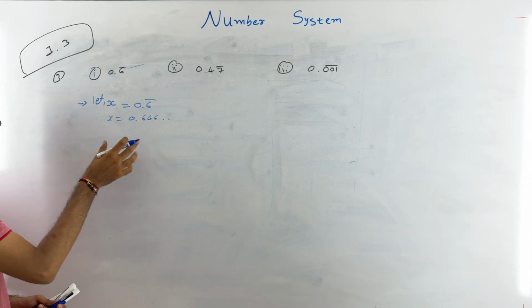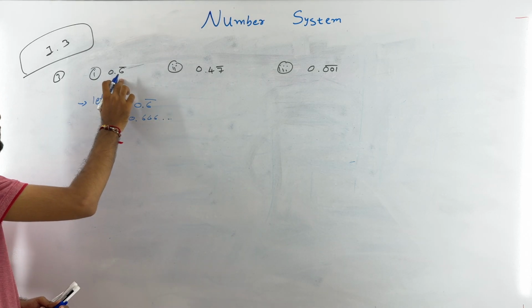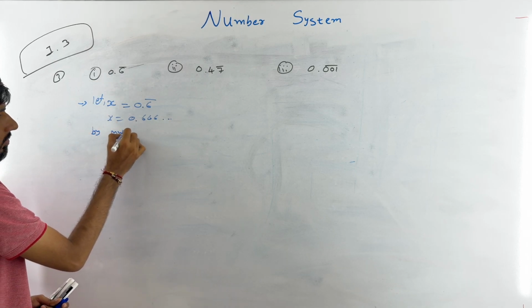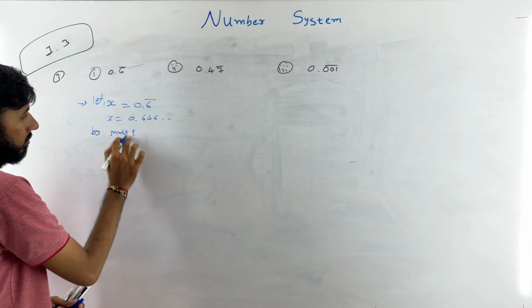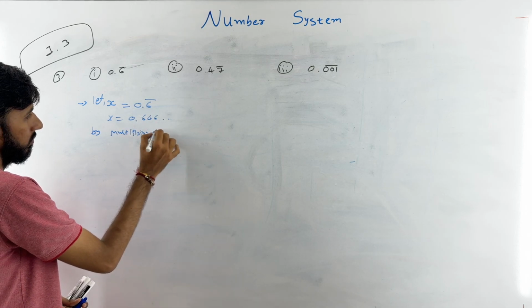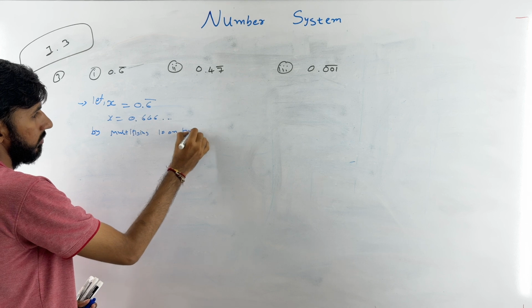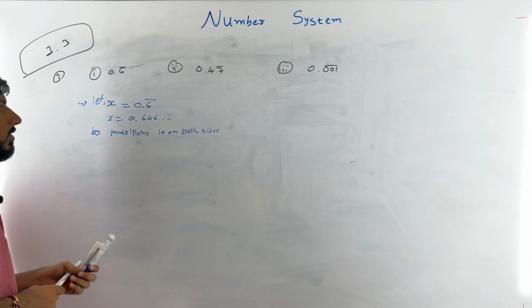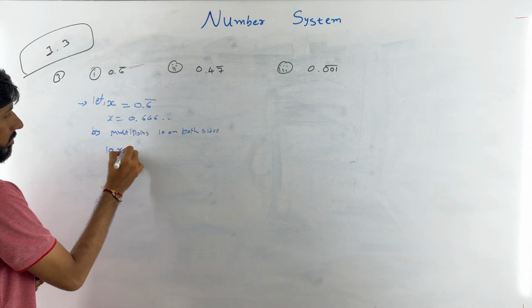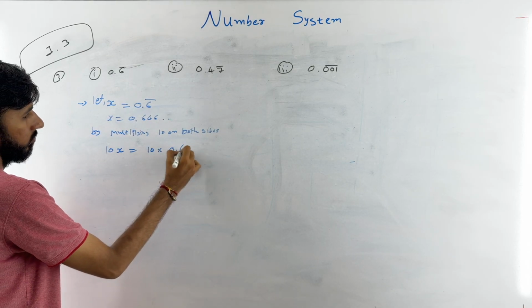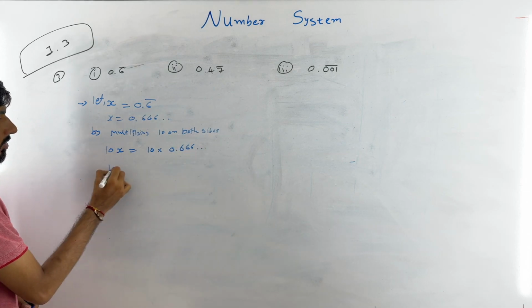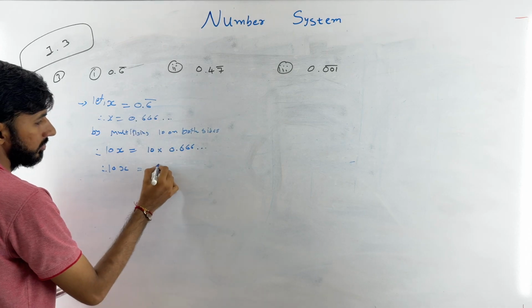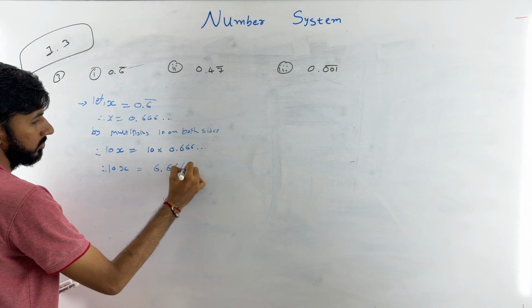Now we will multiply both sides. Here we have a bar on a single digit, so we will multiply it by 10. By multiplying 10 on both sides, we will get 10x equal to 10 multiply 0.666. If I simplify this, 10 multiply 0.666, my answer is 6.666.